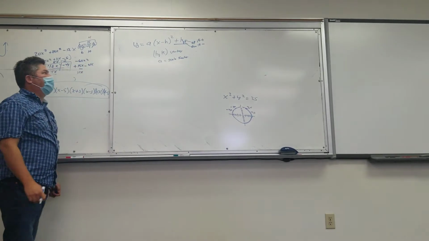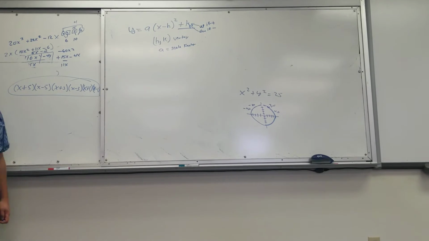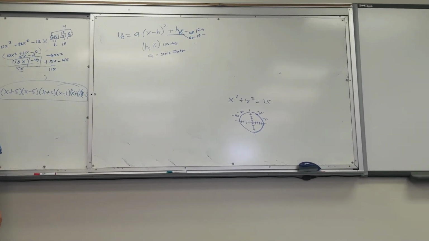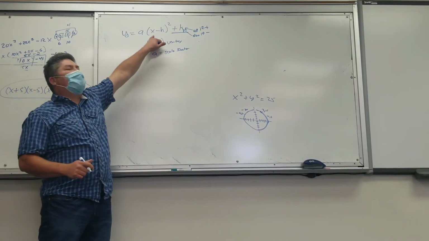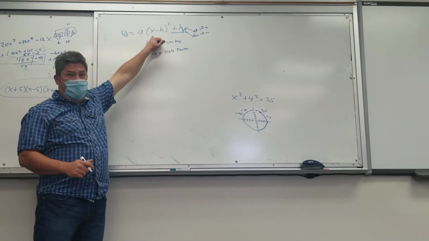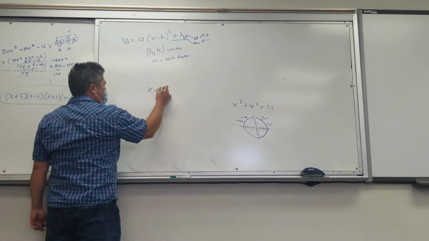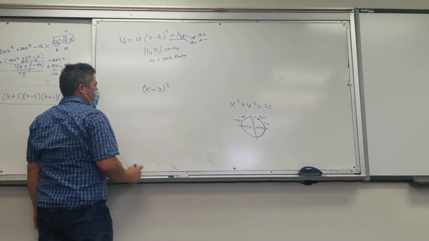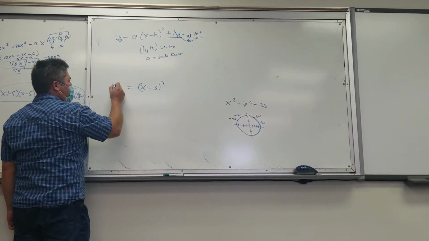Okay, that's important to know. The weirdest part, though, is the h part. This is the opposite of what's in there, and it's because it's the value of x that would cause that inside to be 0. So it's the value of x that causes the inside to be 0. So if I have x minus 3 squared, let's just do this one. We'll just do this one with a t-chart so you can see it.